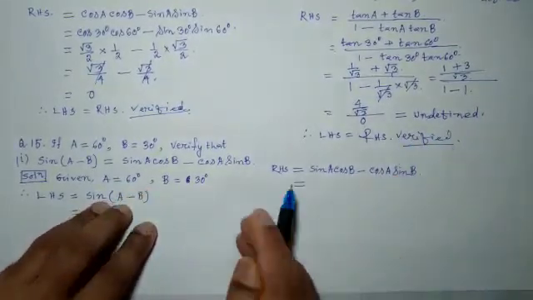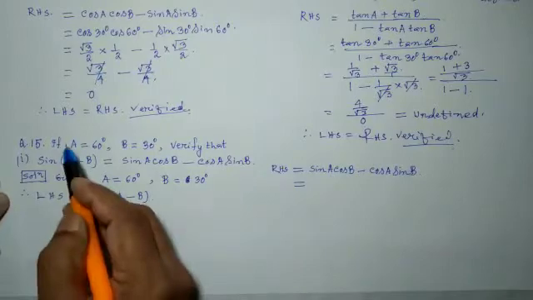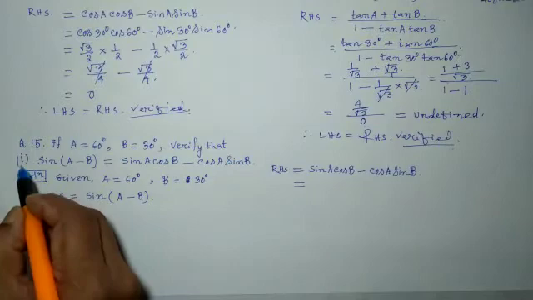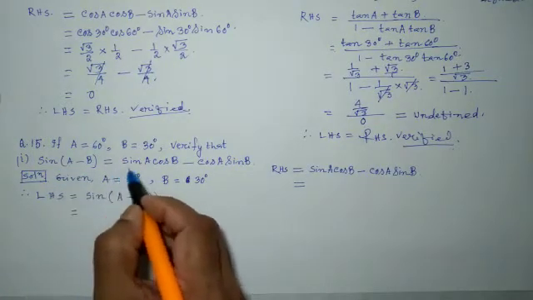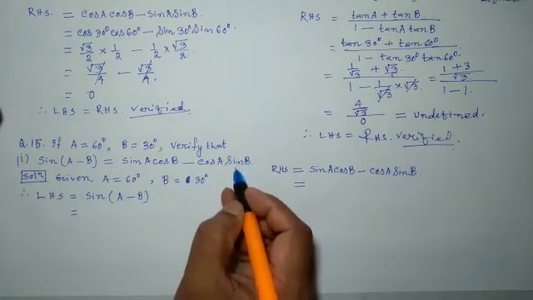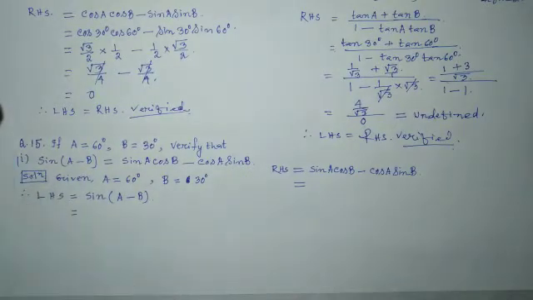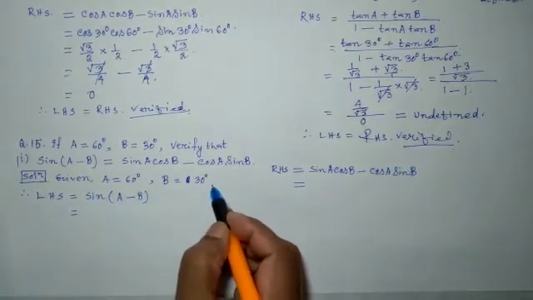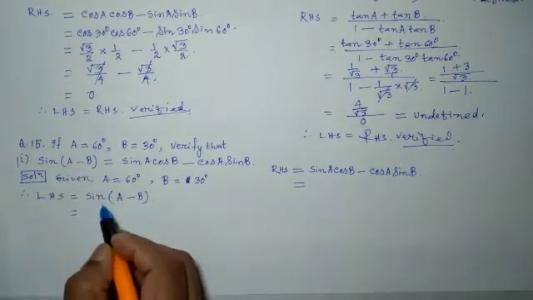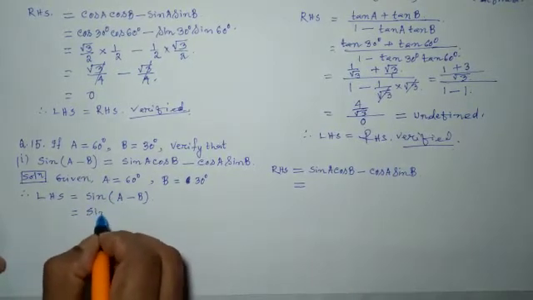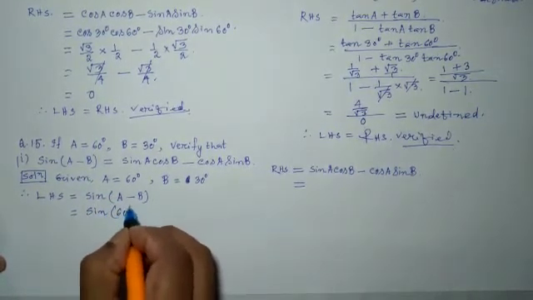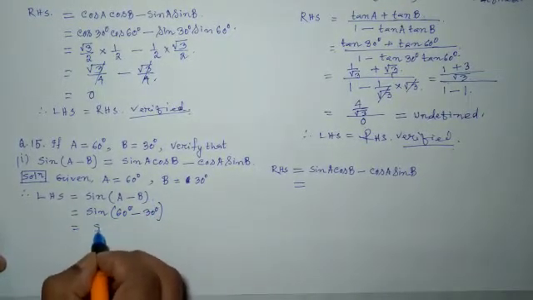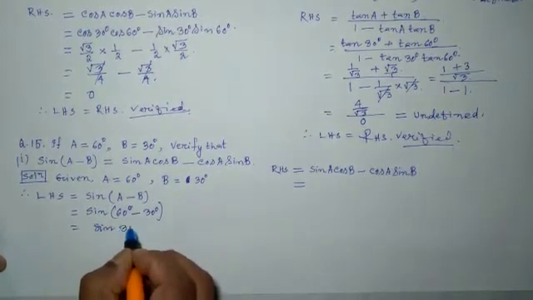And look at this question number 15, A equals 60 degree and B equals 30 degree. Verify that sine of A minus B is equal to sine A cos B minus cos A sine B. So it is a similar question to question number 14 too. See, we have written given A equals 60 degree, B equals 30 degree. So we take the left hand side, sine of A minus B. What is the value of A? 60 degree, minus what is the value of B? 30 degree. And subtract here, it will be sine of 60 minus 30, which is 30 degree.